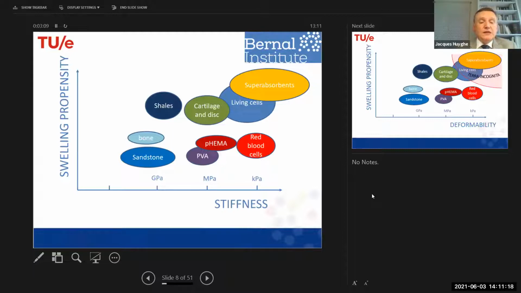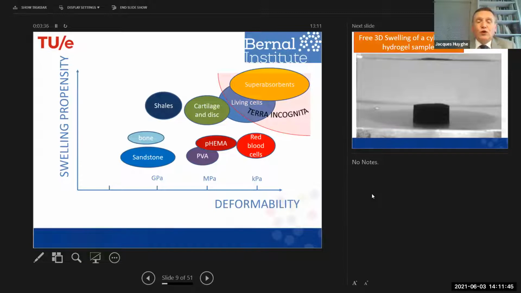And the deformability of the porous media goes across a range of many orders of magnitude, where we start on the left side with the stiffest ones, bone and sandstone, going down to the most deformable ones, which are living cells and superabsorbents. And what we are particularly interested in is the right upper corner of this graph, showing the most deformable and most osmotically active media, which are generally known to be the most difficult to describe.